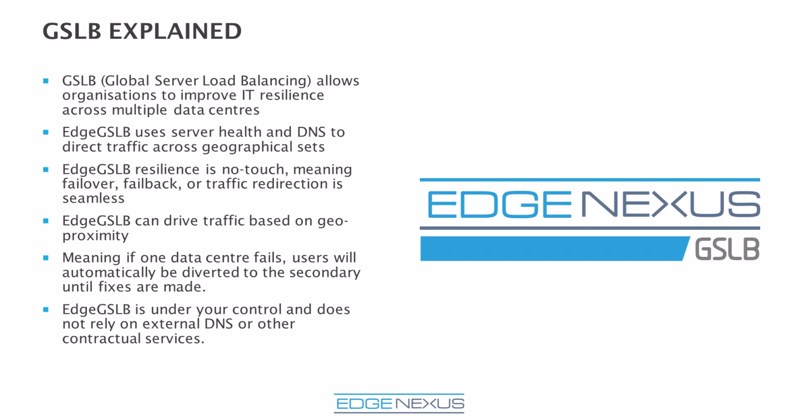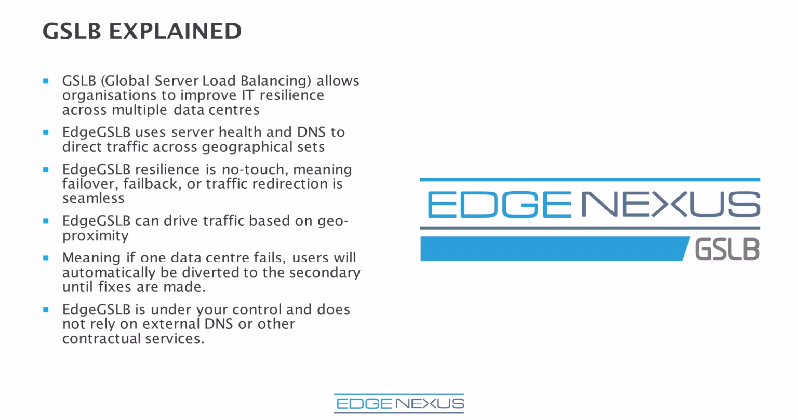EdgeGSLB can also drive traffic based on geoproximity, so users can obtain the lowest possible latency when accessing the applications within the data center. Geoproximity means that Melbourne users are sent to an Australian data center, while users in Frankfurt can be sent to their nearest location, London.